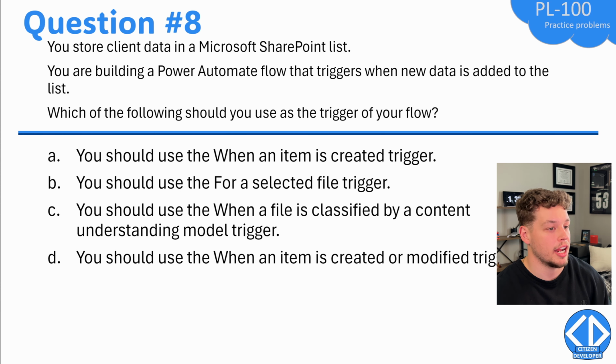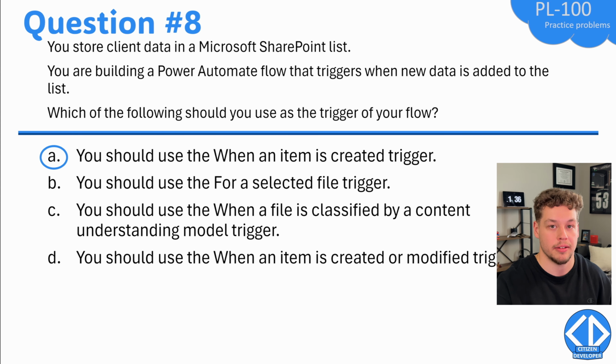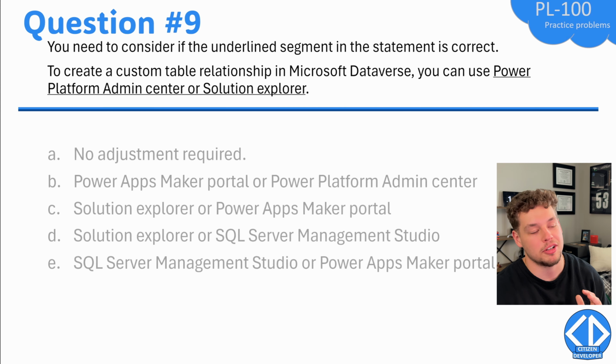You should use the when an item is created or modified trigger. Now this one could be tricky, because if the statement above said triggers when new data is added or updated to the list, then I would say it's D. But because we're not talking about any sort of update or modified by, then I'm going to lean towards this being A, created.